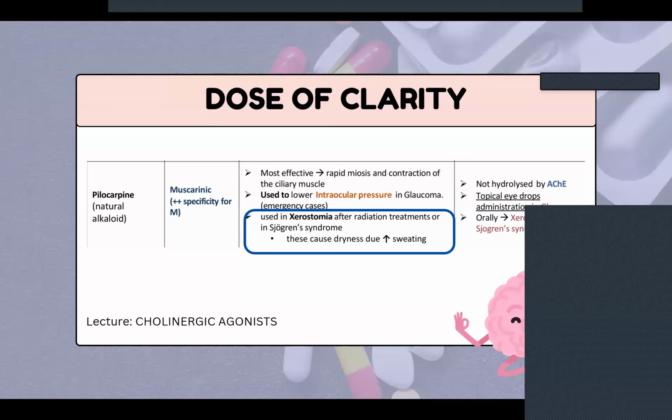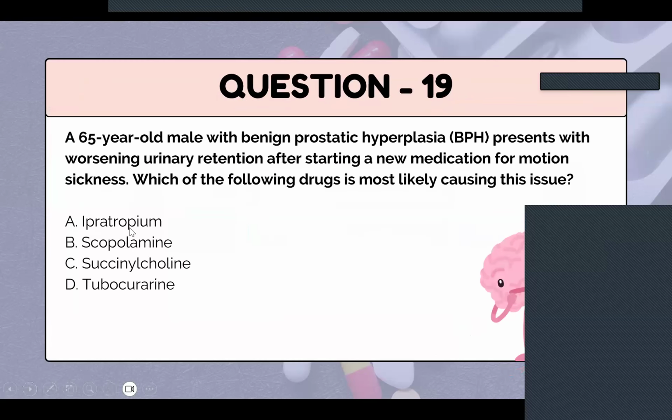And methacholine is used for which testing specifically? Asthma, yes, bronchial reactivity. Perfect. And carbachol is less selective and rarely used for this indication. Now, let's move on to the next question.